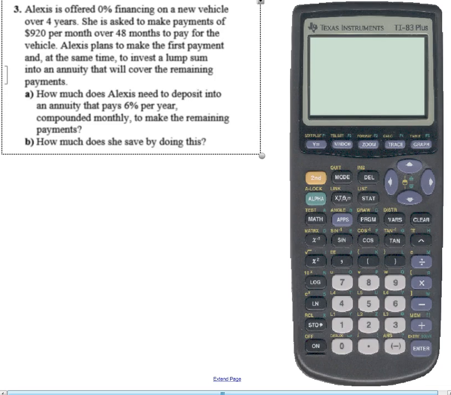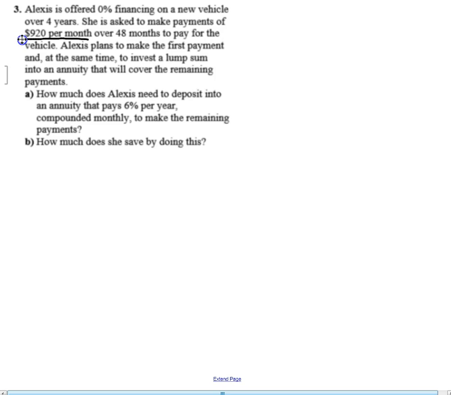So from your student worksheet, question number 3 I pulled first because this asks us to calculate the regular payment. So how much does she need to deposit into an annuity that pays 6% per year, compounded monthly, to make the remaining payments? Let me retract that statement. The regular payment is provided here. So this is a finance question. So a loan is a good application for present value. The loan would be the present value, the money borrowed.